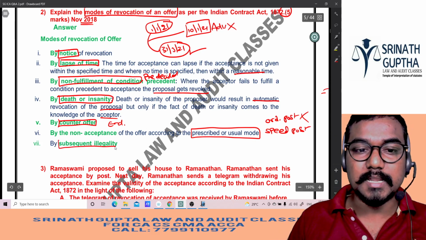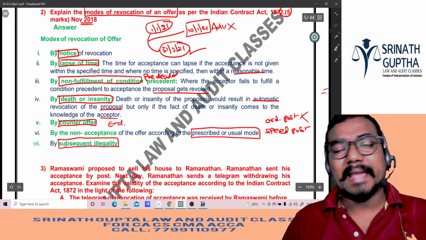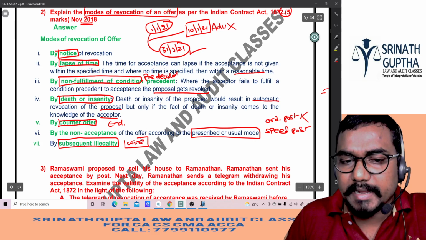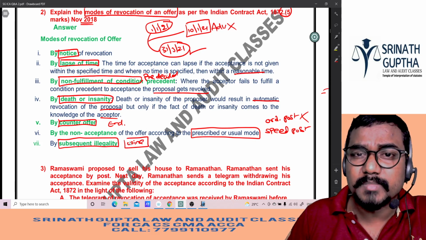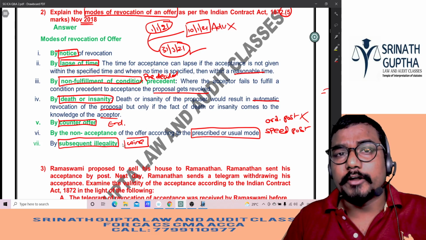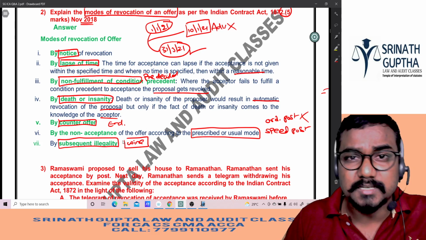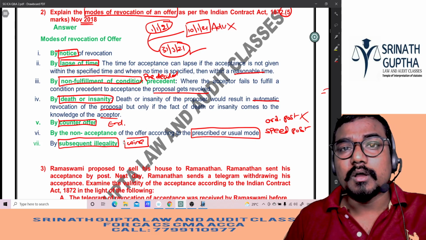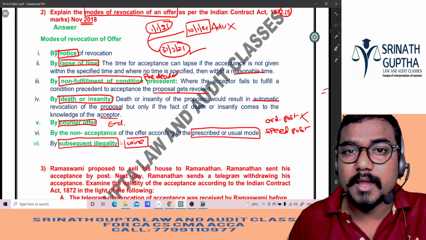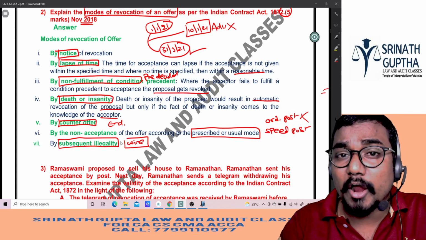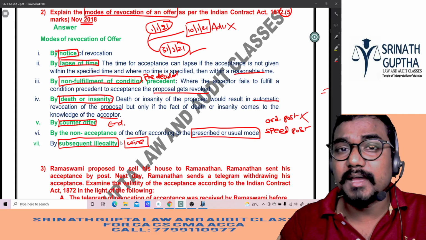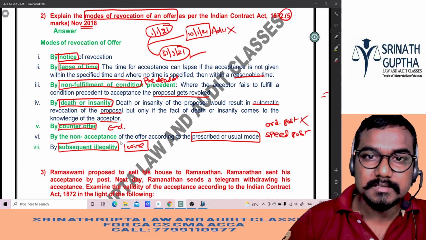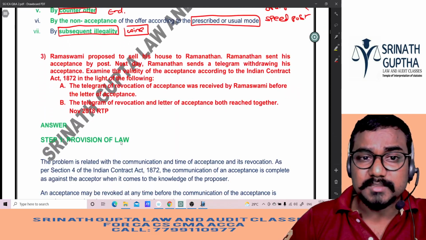Next one, subsequent illegality. I entered into an agreement with Rohit for sale of wine or liquor. Right now wine is legal, allowed in India. But after entering into the contract, suppose the Prime Minister said, my dear Indians, from tonight 12 o'clock, drinking liquor is banned. So the contract becomes a void contract. So my offer also comes to an end. Okay, beta?